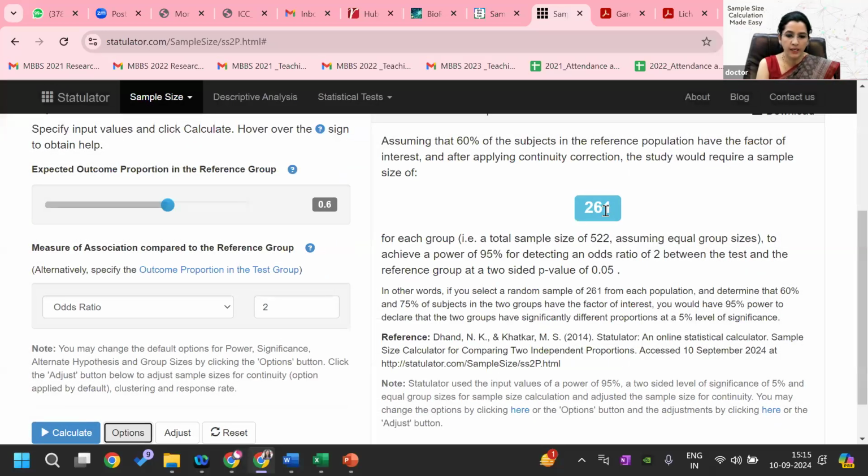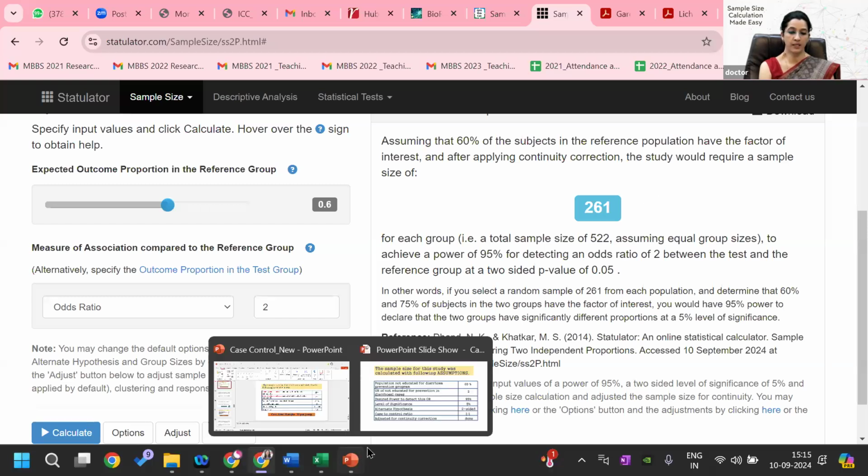So I need to take 261 cases. You can see I need to take 260 cases, and the total sample size was 522 if I take equal group sizes. But I have only 180 cases. So how to do a case control study in such cases?